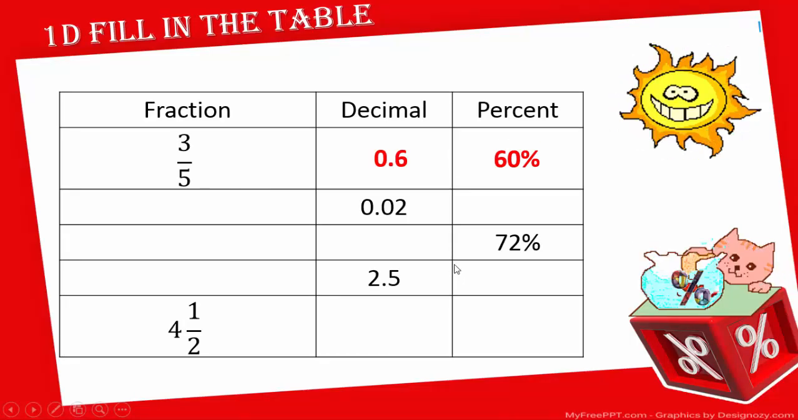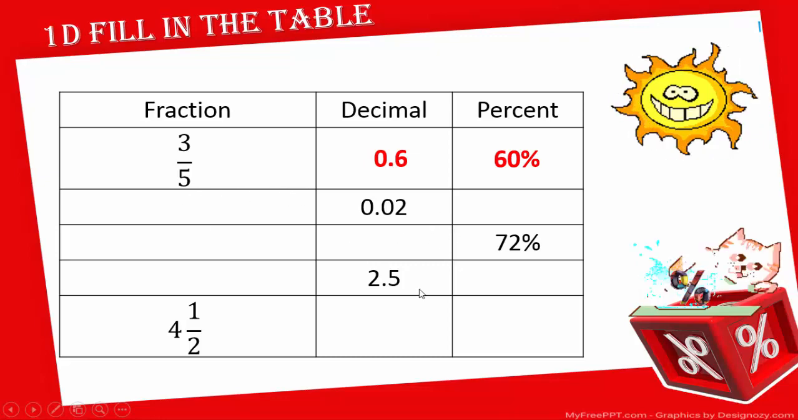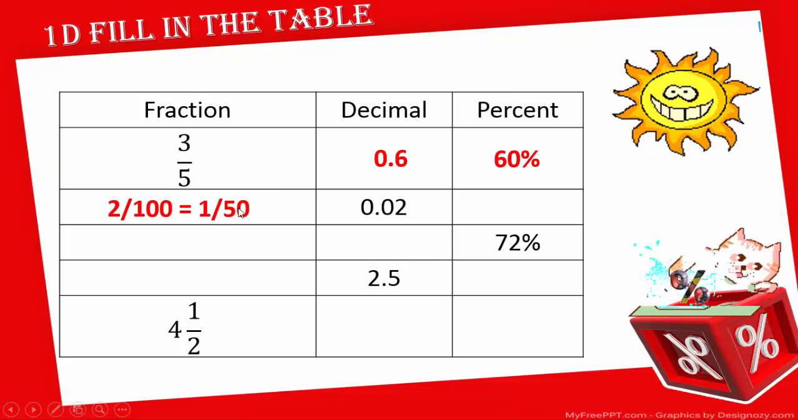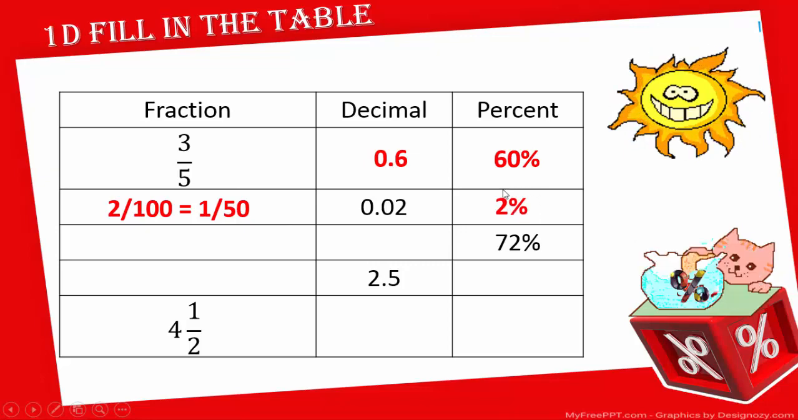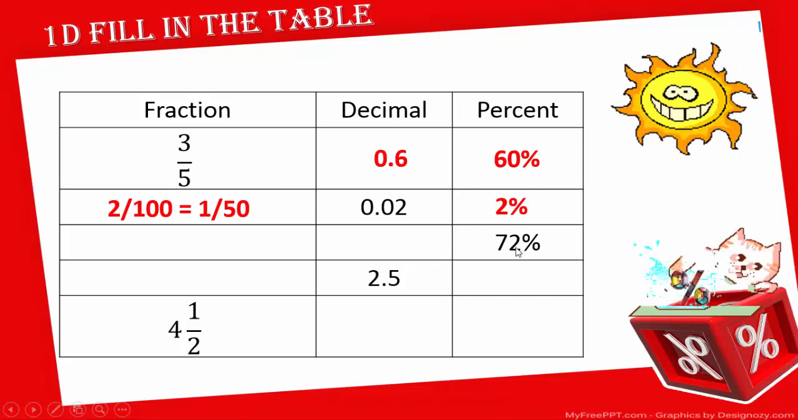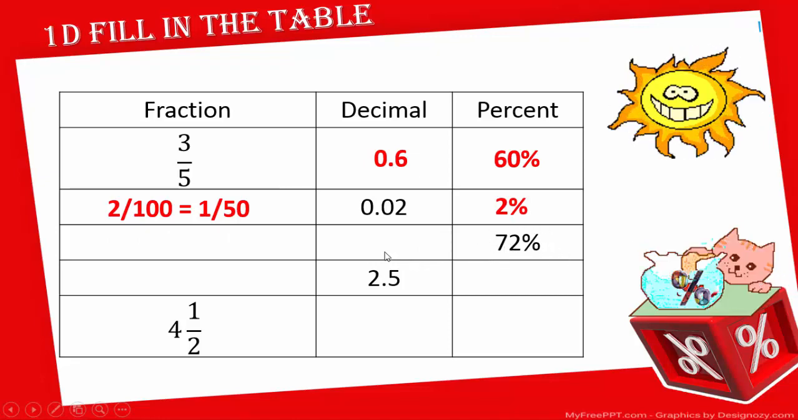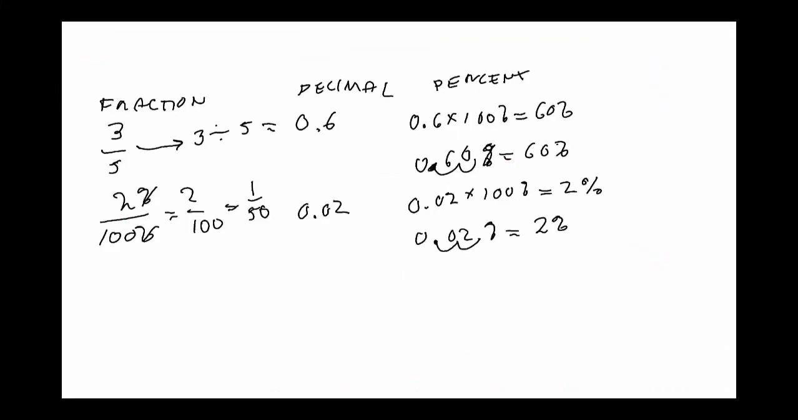Having worked it out on the whiteboard, we'll now fill in our table. So we found that our fraction was equal to 1 over 50, and we found that 0.02 was 2%. In the third line here, we see we're given a percent, and we want to figure out the decimal and the fraction. So again, we'll go to the whiteboard and work this out in detail. Well, here we're given 72%.